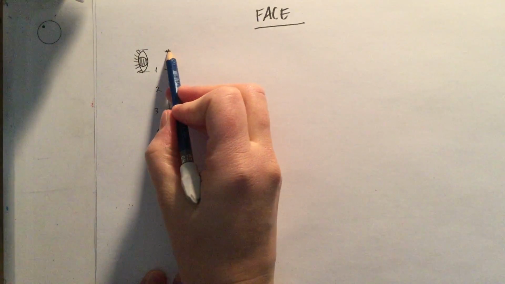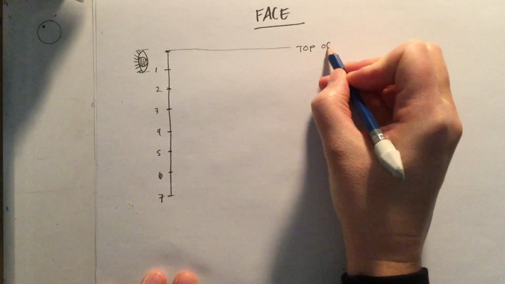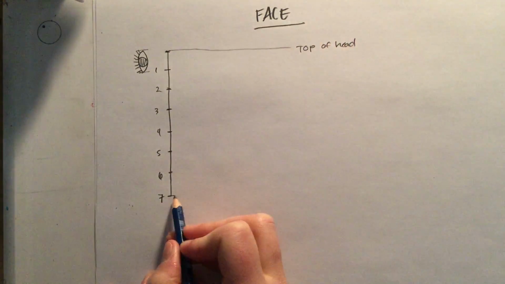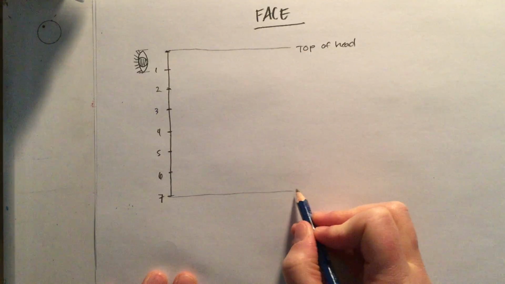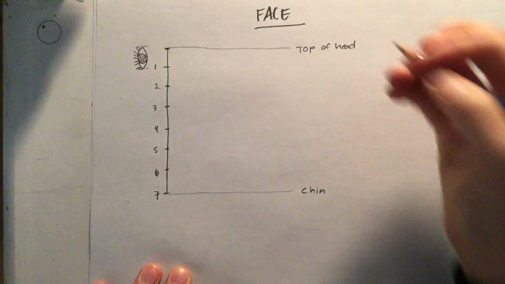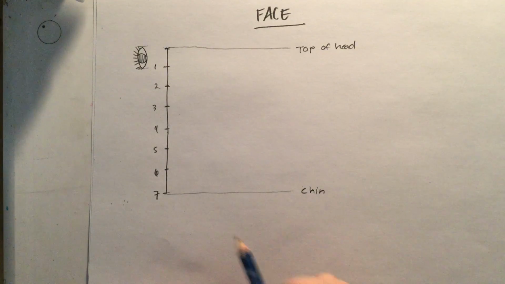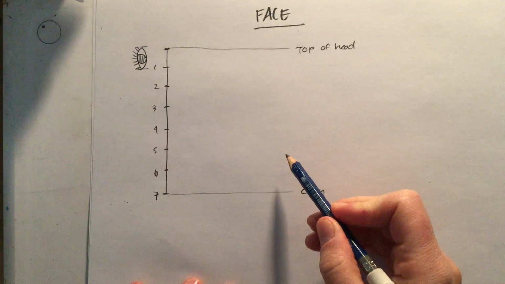Okay, so this first mark is actually the top of the head. And this bottom part is our chin. Okay, so if you want to mark that in on your paper to get your boundaries so you know what you can't go outside of. Okay, so I'm going to draw this head kind of large so you can see what's happening.